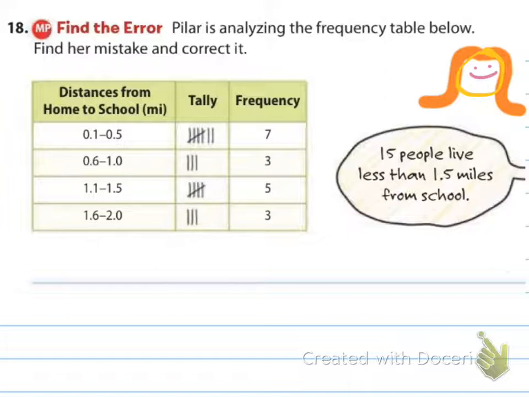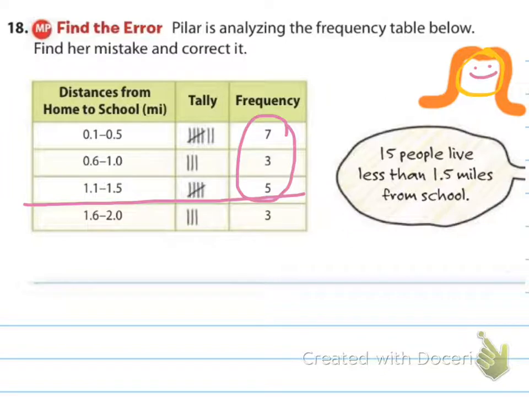So now I've got the distance from home to school, and I guess she was asking how close they live to school and what the distance is from home to school. We've got 0.1 to 0.5 miles, 0.6 to 1 mile, 1.1 to 1.5 miles, 1.6 to 2 miles. And she's saying that 15 people live less than 1.5 miles from school, including these three numbers.